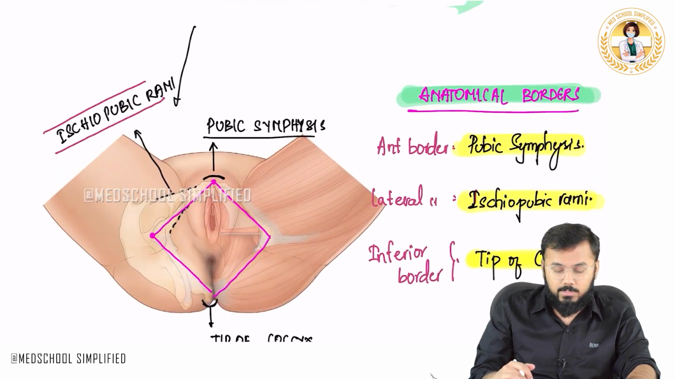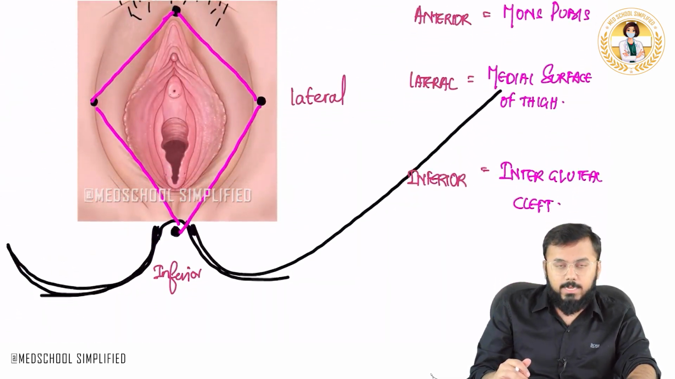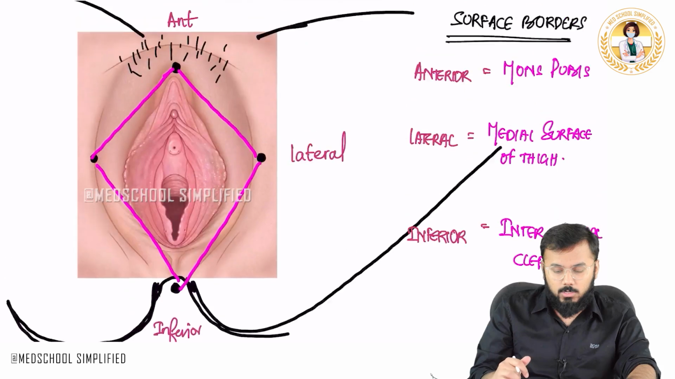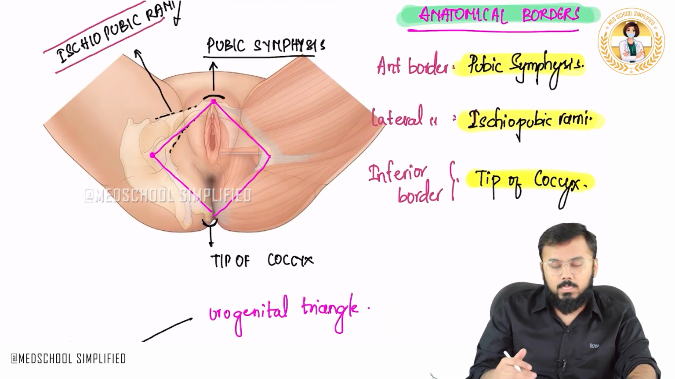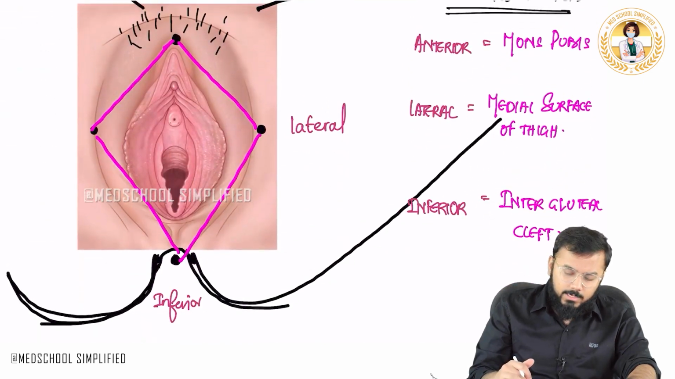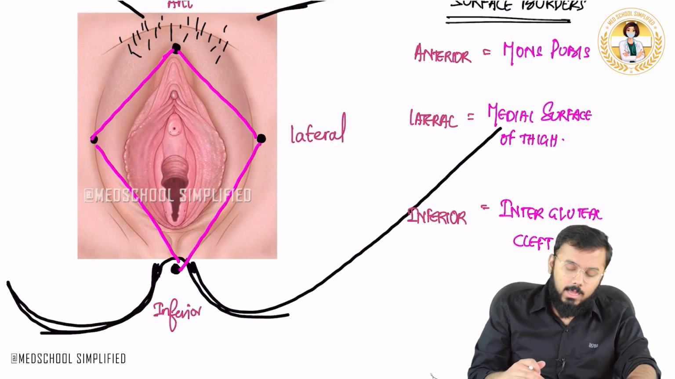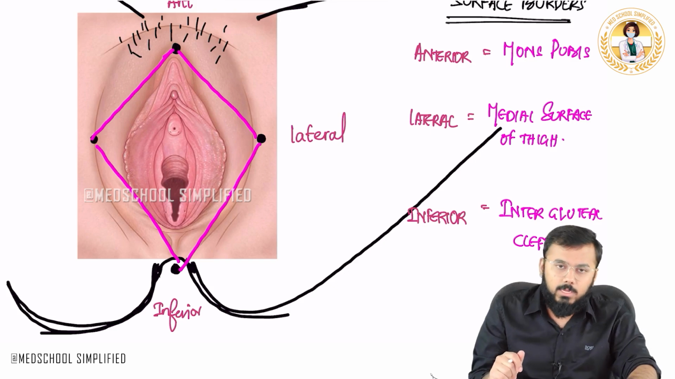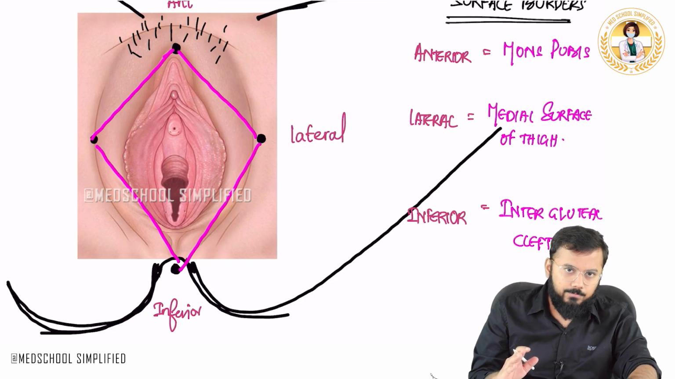So how many borders have we discussed so far? First we discussed the anatomical borders, and after that the surface borders. For the anatomical borders, anteriorly we have the pubic symphysis, laterally the ischiopubic rami, and inferiorly the tip of the coccyx. For the surface borders, anteriorly we have the mons pubis, laterally the medial surface of the thigh, and inferiorly the intergluteal cleft. So these are the surface borders we have discussed.